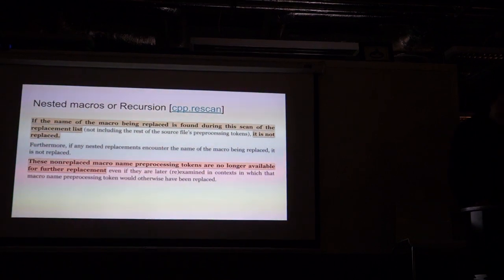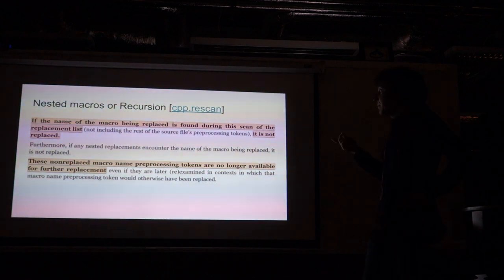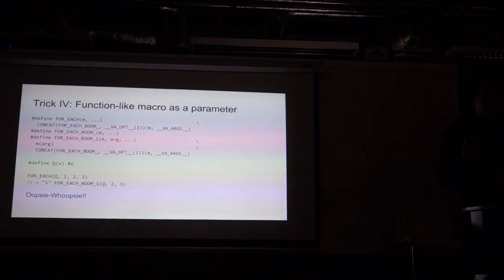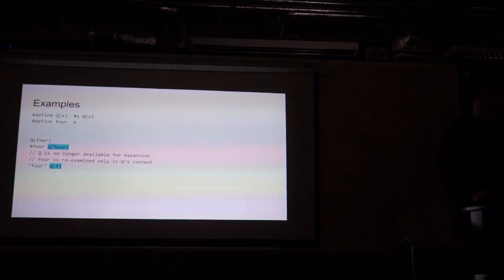So there is a few words about this. If the name of the macro being replaced is found during the scan of the replacement list, it is not replaced. Furthermore, if any nested replacement encounters the name of the macro being replaced, it's not replaced. These non-replaced macro name preprocessing tokens are no longer available for further replacement. So it's like we can't use FOR_EACH_BOOM_ONE anymore at all. What is it?